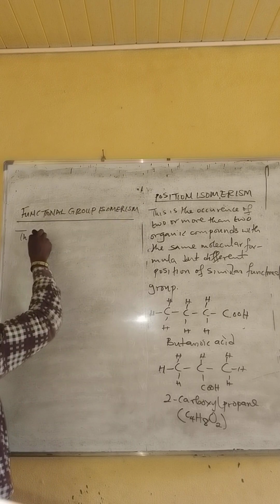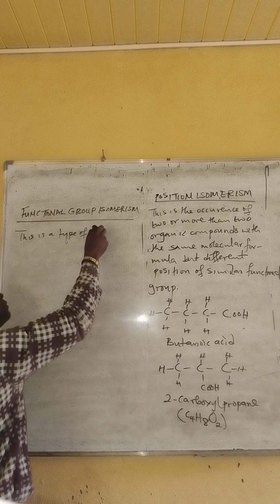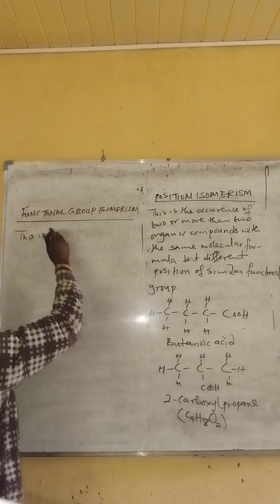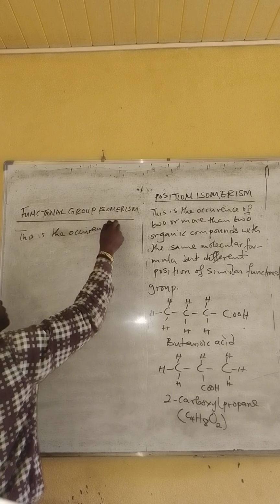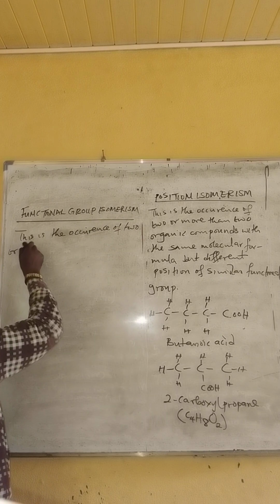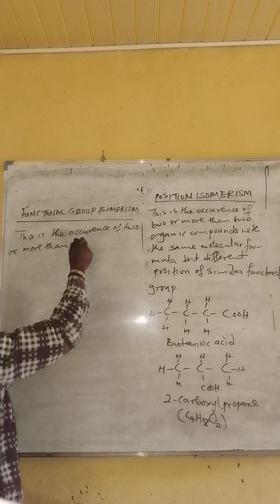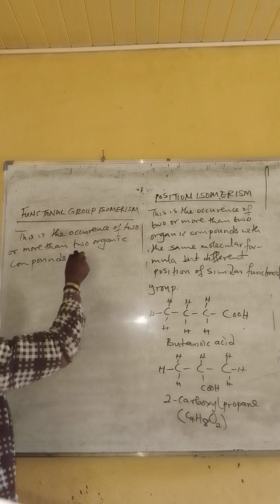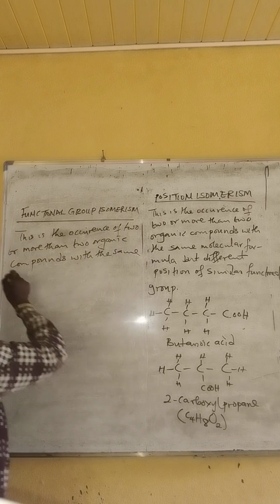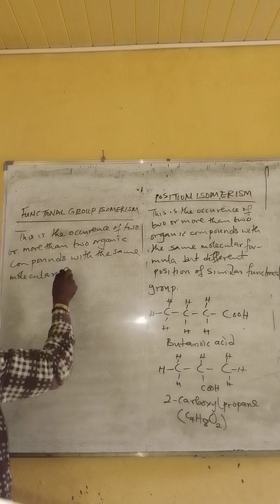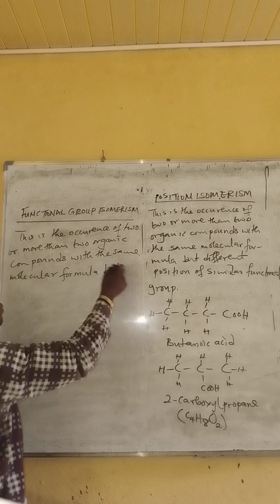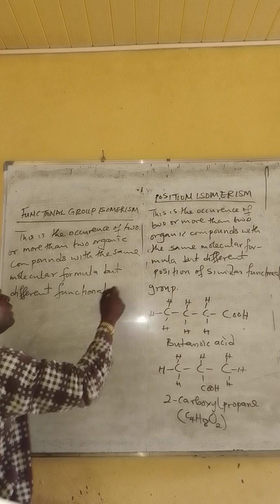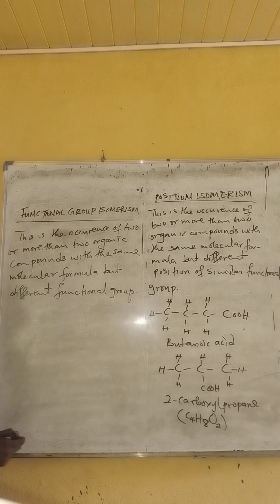Now, this is a type of isomerism, or this is the occurrence of two or more than two organic compounds with the same molecular formula but different functional group. They have different functional group, but they have the same molecular formula.